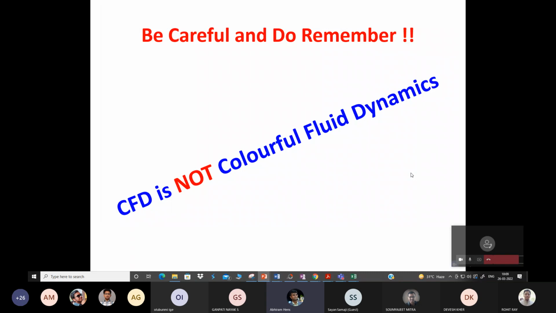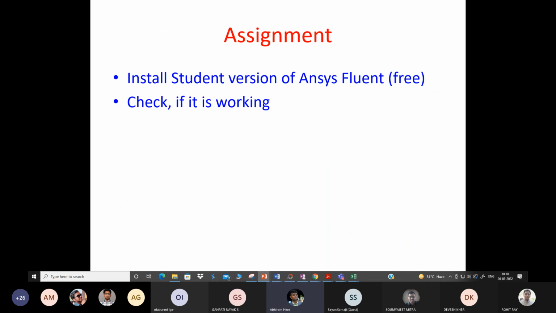Okay. So then this is just, we have to be careful that whatever results we are getting from a CFD software, we cannot rely on them blindly. Okay, so there are some steps to check its validity. So that is called validation. That thing we will discuss after some time.